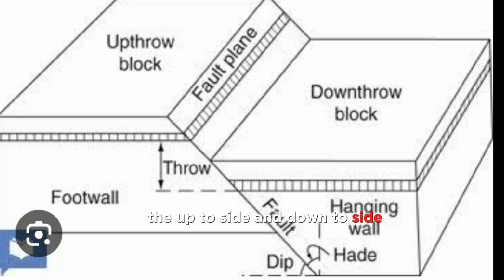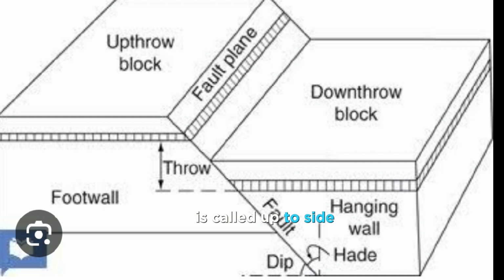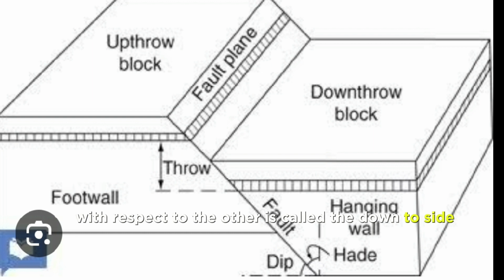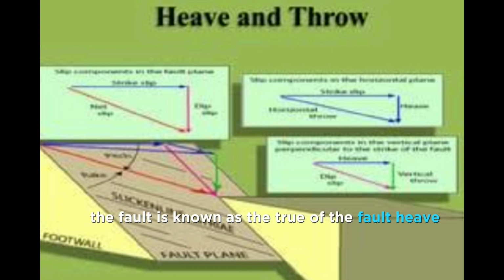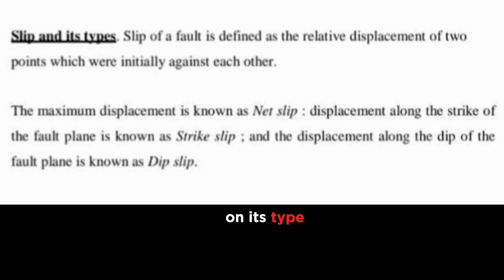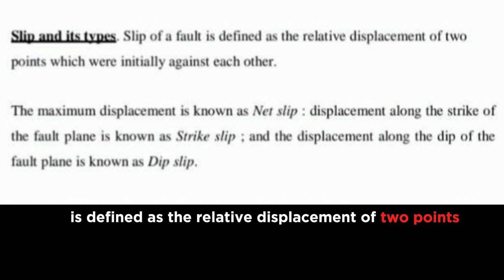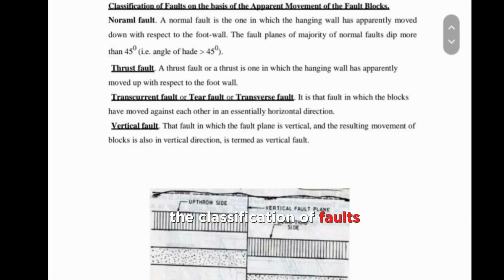The up-throw side and down-throw side. Of the two blocks of a fault, the one which moves up with respect to the other is called the up-throw side, and the one which moves down with respect to the other is called the down-throw side. Throw: the total vertical displacement in a fault is known as the throw of the fault. Heave: the horizontal displacement in a fault is known as heave. Slip and its type: slip of a fault is defined as the relative displacement of two points which were initially against each other.